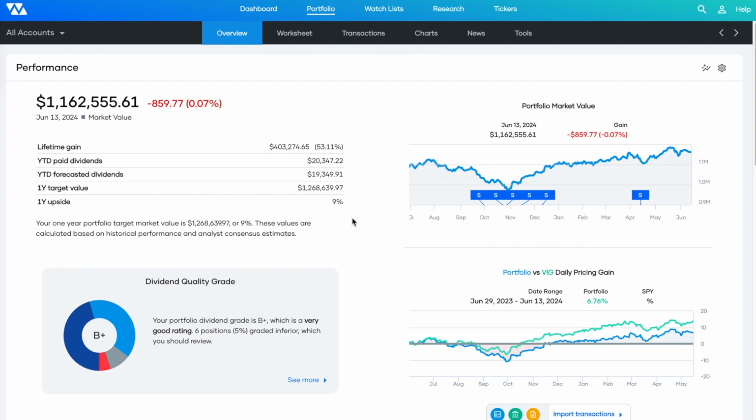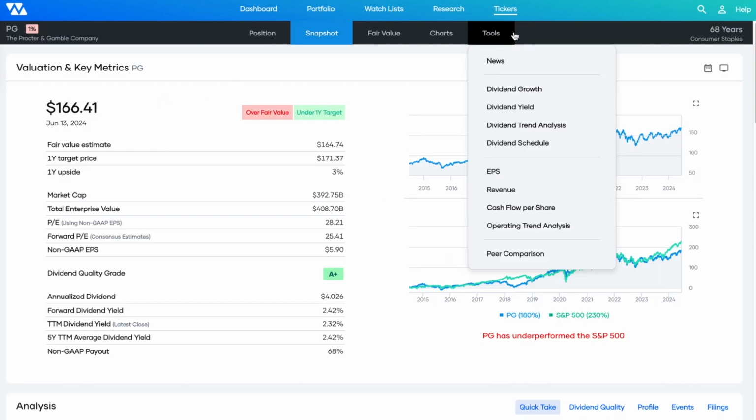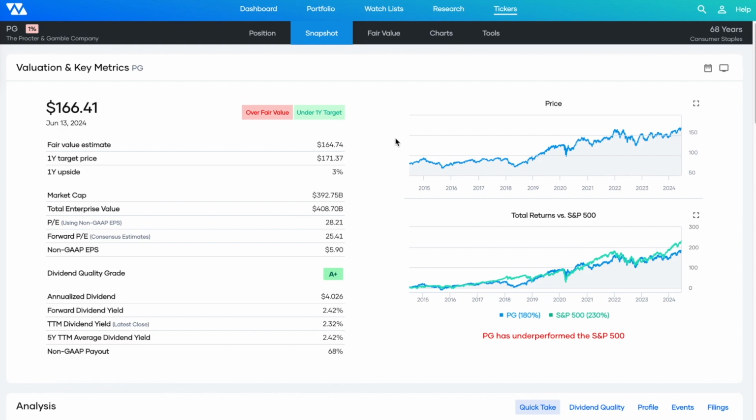These are calculated from the 1-year targets and upsides of individual stocks in your portfolio, appropriately weighted based on the relative size of each holding. For example, if we look at a snapshot of Procter & Gamble, which is one of the stocks in this portfolio, its 1-year target price and upside are used in the calculation of the portfolio's overall 1-year target price and upside.